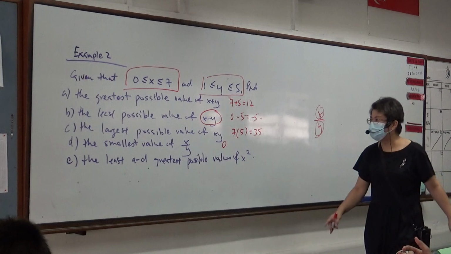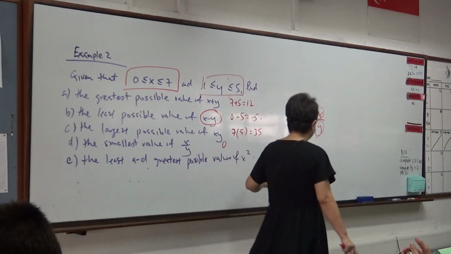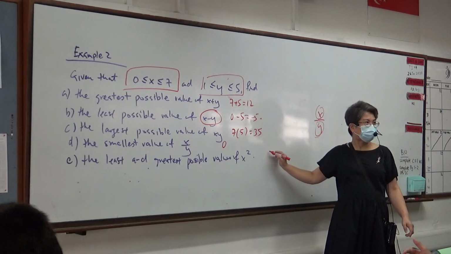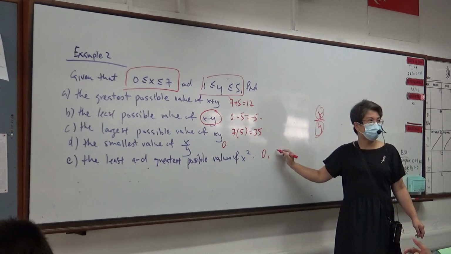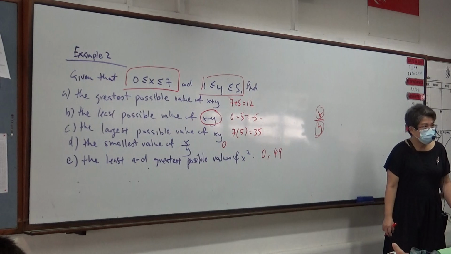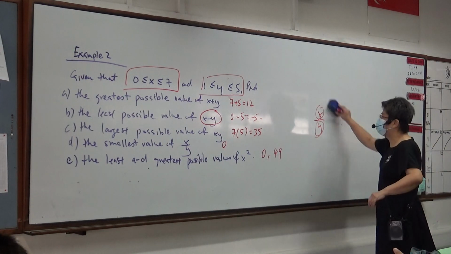Okay. Next. The least and greatest possible value of x squared. What's the least? 0. What's the greatest? 49. Okay, then I want to tell you this.